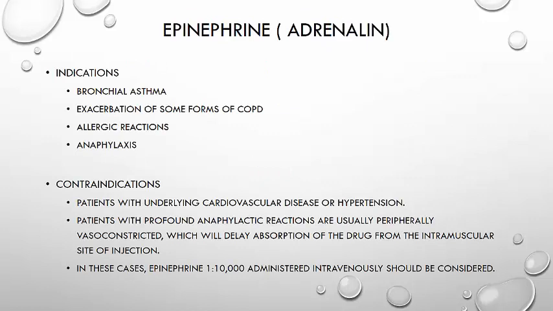Now, overall, your indications are going to be bronchial asthma with some kind of bronchospasm, an exacerbation of your COPD, allergic reactions, or anaphylaxis. Now, contraindications. Most of these are going to be kind of a relative contraindication depending on what the situation is. All right. If they have an underlying cardiovascular disease or hypertension, if they have profound anaphylactic reactions and they are peripherally vasoconstricted, you may want to consider IV epi versus your IM just because of absorption there. That's pretty much it.